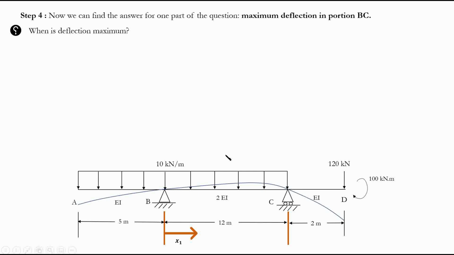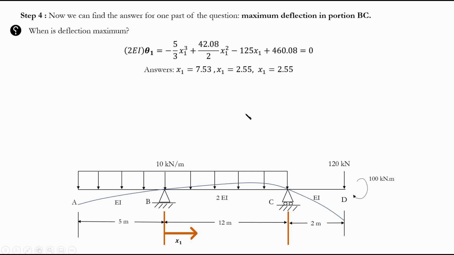So when is deflection maximum? As we said, it's going to be when my rotation is 0. It doesn't matter if you have an elastic curve, the rotation is going to be 0 somewhere here. Now what can I do? I have an equation for rotation, so I set rotation equal to 0 and find my x1. I want to see the location where my rotation is 0, or deflection is maximum. Using our calculator, we end up with 7.53, 2.55, 2.55.